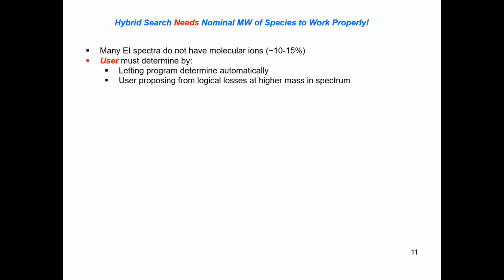You can also look at logical losses yourself. Certain losses are not allowed in mass spectra: a loss of 9 is not allowed, a 15 is allowed, an 18 is allowed, a loss of 5 is not allowed. You need to become a mass spec interpreter. So that will take a little bit of finesse.